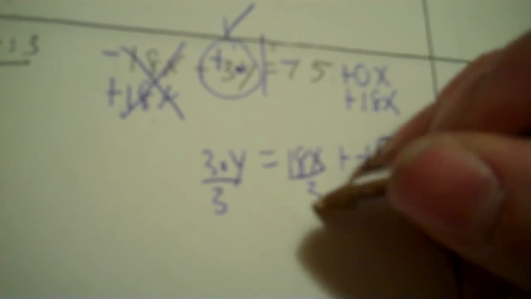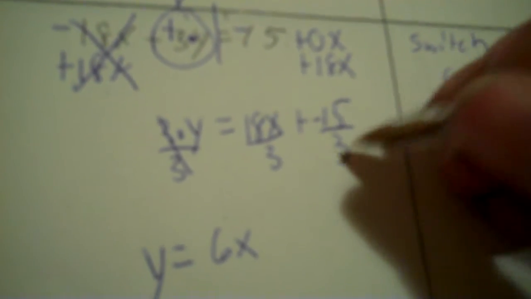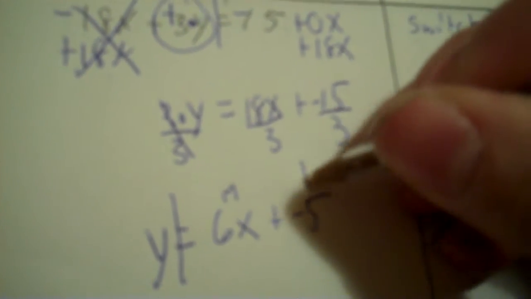Divide by 3. Okay, 18 divided by 3 is not a decimal. It's 6x. Okay. Negative 15 divided by 3 is negative 5. Now you got your m and your b. Y equals mx plus b. So slope is 6. That would be a 1. The y-intercept is negative 5.